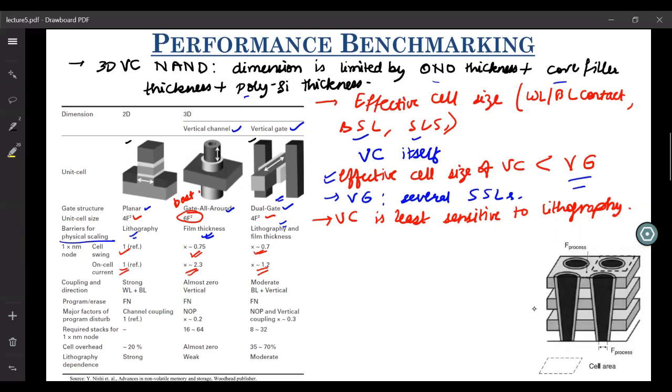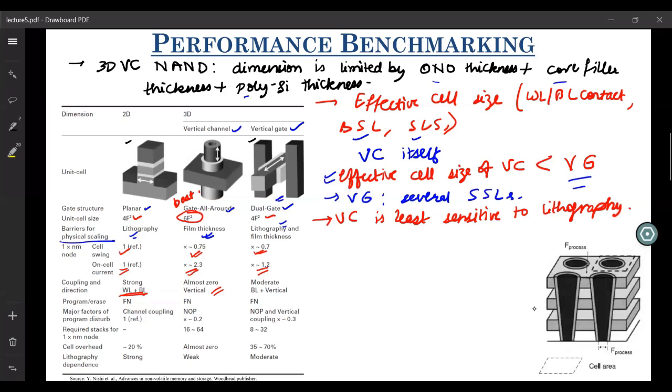So then they talk about coupling. Here in 2D you have strong word line and bit line coupling, as we already discussed, and that is the reason for moving towards your 3D kind of structure. Here it's almost zero in the vertical direction. However, there is a coupling. Why is it low or moderate in the case of vertical channel or vertical gate? The reason being that the SiO2 and SiN thickness is pretty small, and because of that, the coupling between neighbor cells is low through that.